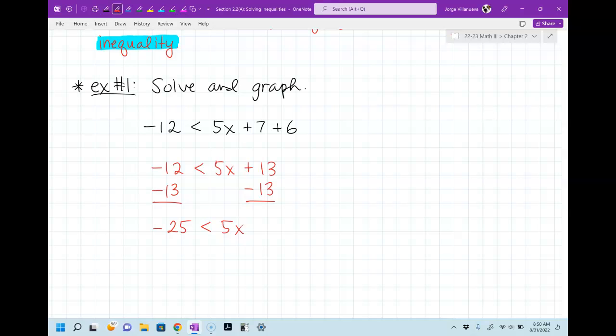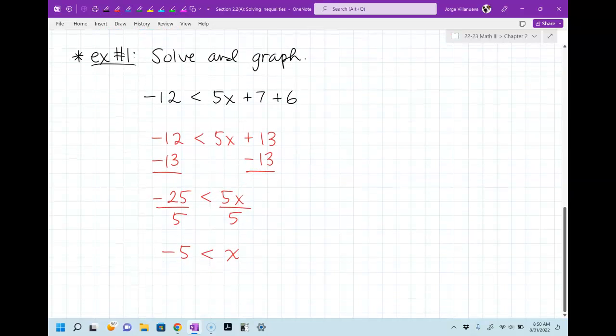So in order to solve for x, I'm going to divide by what? By 5. By a positive 5. Do I need to flip the symbol if it's positive? No, only if it was negative. So positive 5, this will be negative 5 less than x. Okay, and we're done. This is my answer.